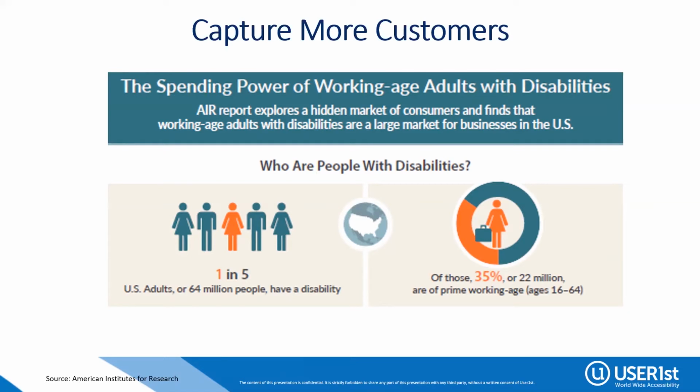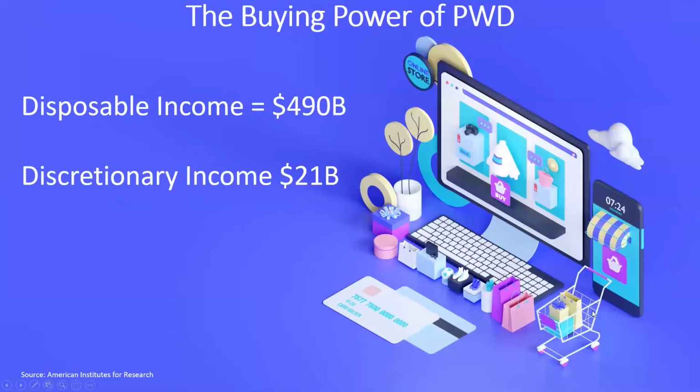So Josh, is there an opportunity also to tap into this underserved market? Yes, the buying power of persons with disabilities cannot be denied. Collectively, they have a disposable income of about $490 billion and discretionary income of $21 billion. So the market is very large, and as Reagan mentioned, these people tend to go back and are repeat customers of sites that accommodate them.